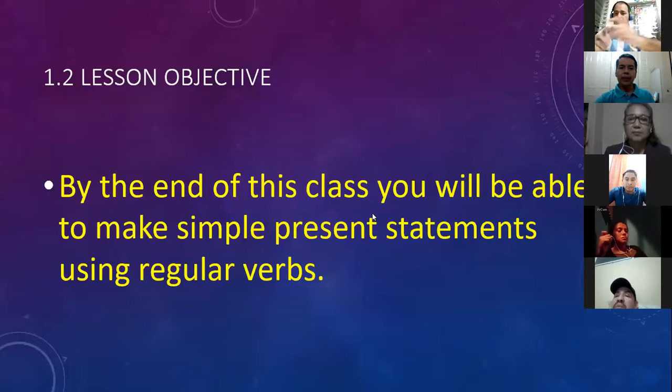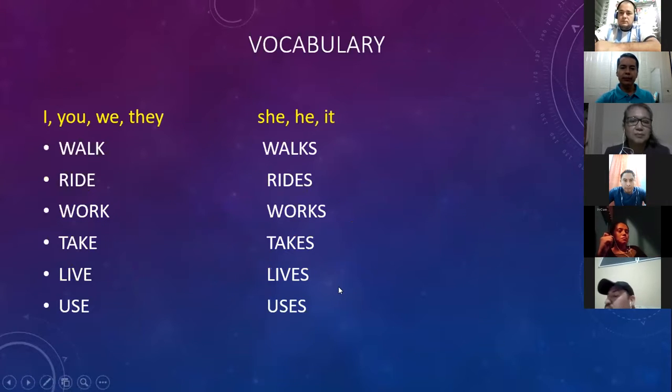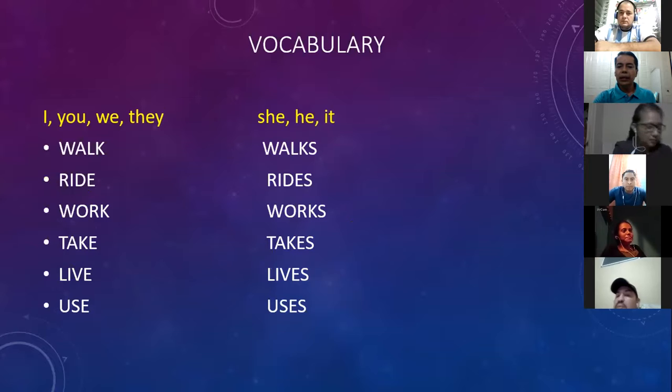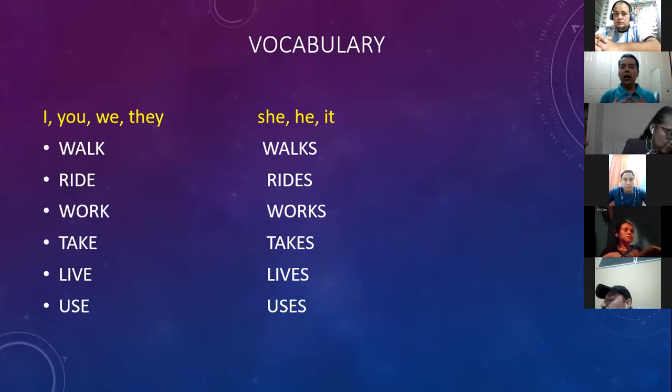Okay. Now, this is the objective for today, right? Now, this is the vocabulary. Okay? When I use the pronouns I, you, we, and they, I use this form of the verb, right? Walk, ride, work, take, leave, use. Okay? I, you, we, and they, we use this form, right?